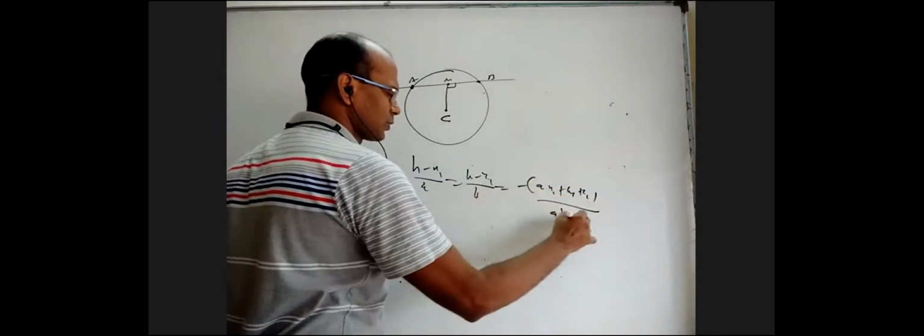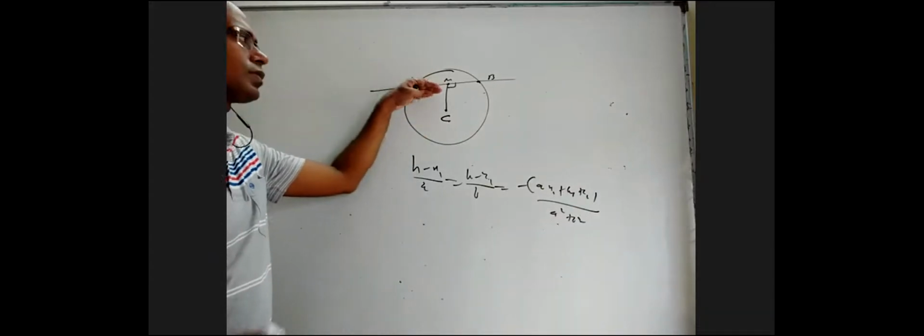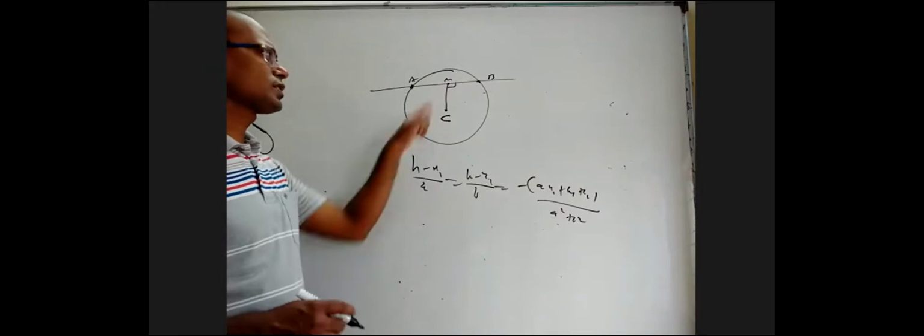In first year, we learn this foot formula: (h minus x1)/a equals (k minus y1)/b equals minus (ax1 plus by1 plus c)/(a square plus b square). Use that formula where (x1, y1) is this point and ax plus by plus c equal to 0 is this line. You solve, you'll get h and k, that is the midpoint.